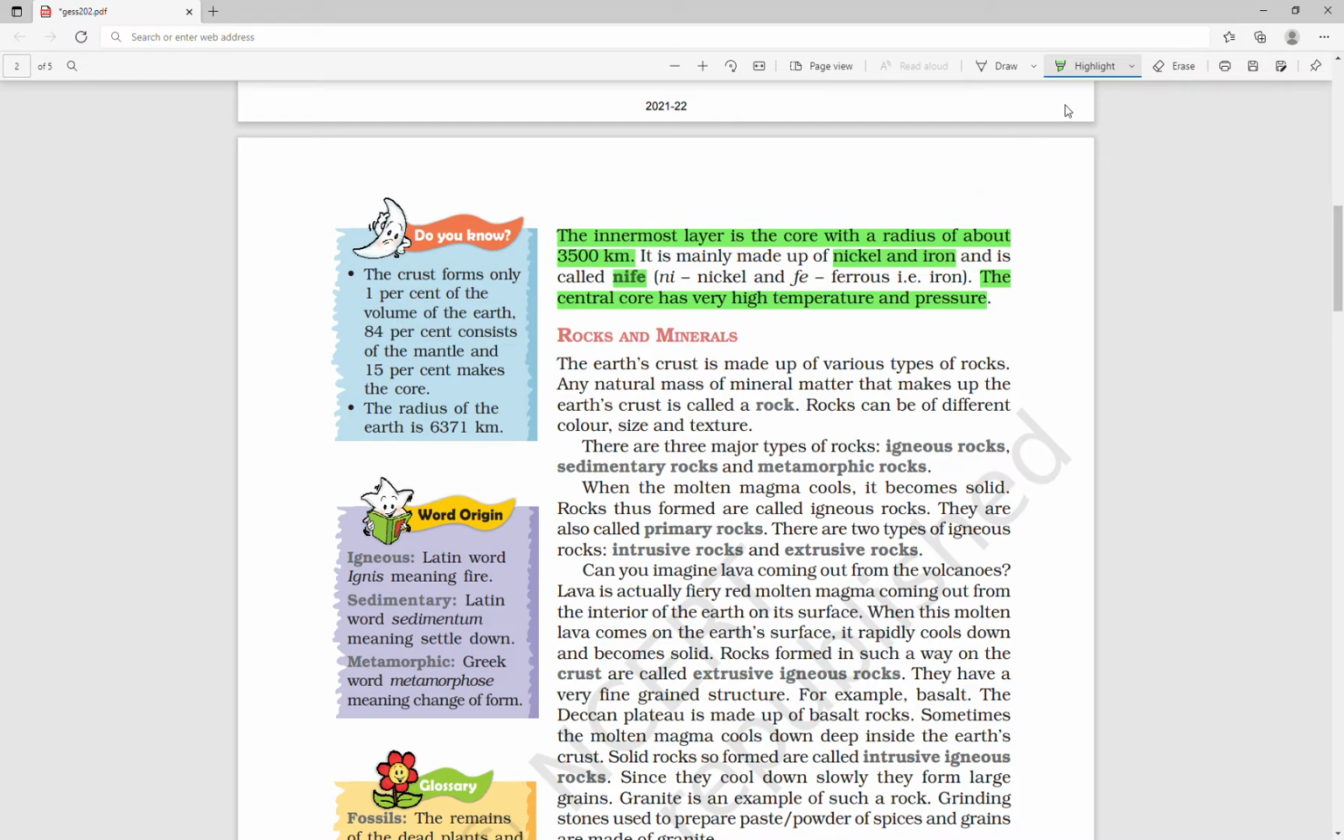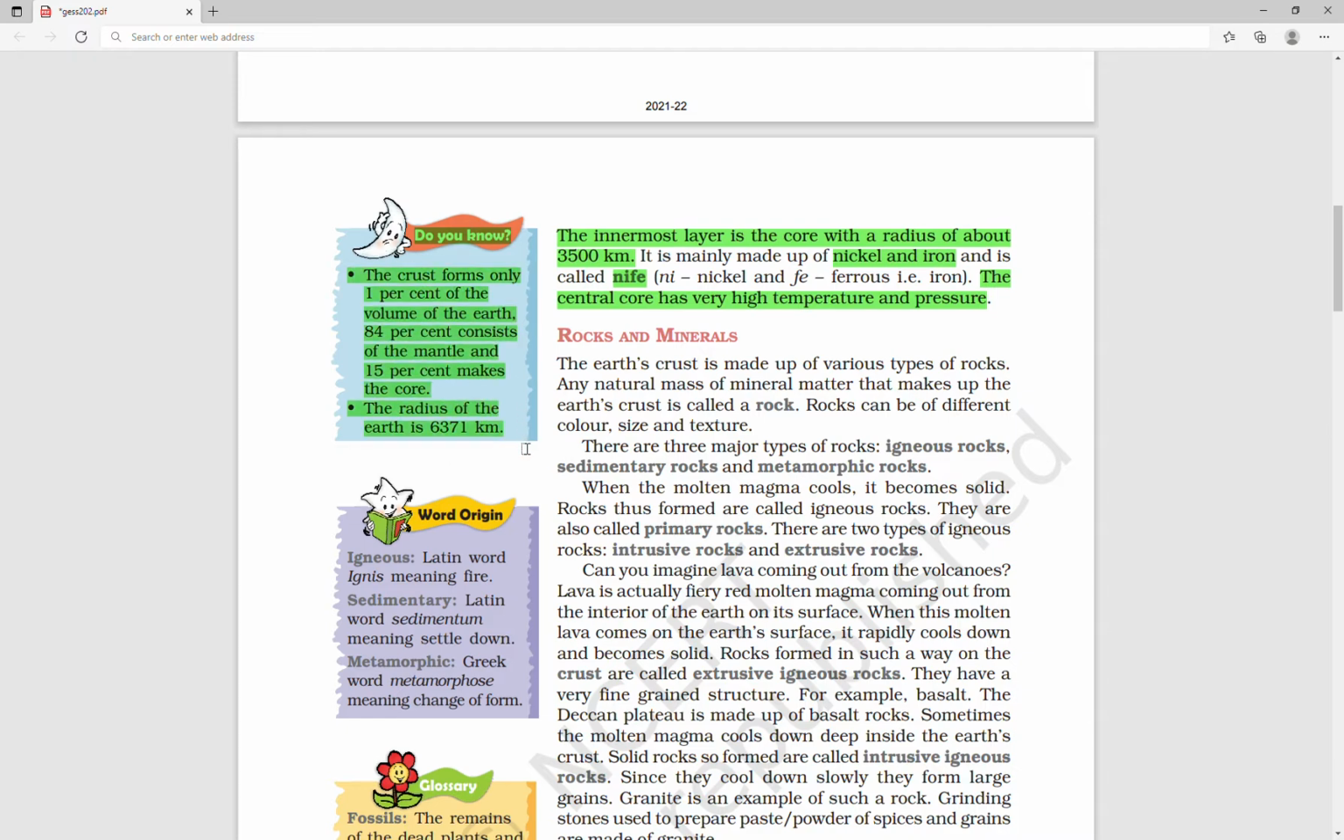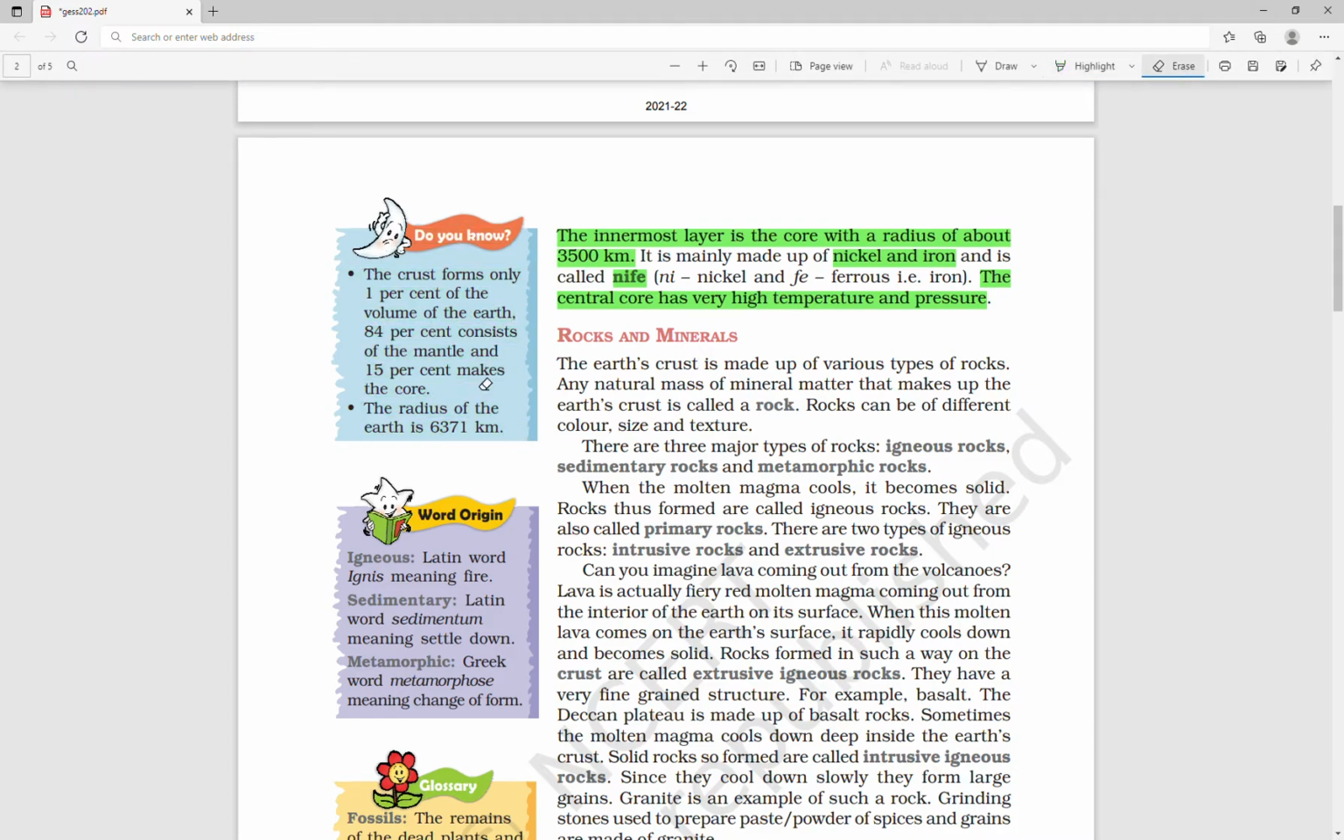Okay, next, but before that, don't underline this. The crust forms only 1% of the volume of the Earth. 84% consists of the mantle and 15% makes the core. This is actually important, and they ask you in the exam, so you must learn it. These are just word origins. Let's go to rock and mineral.